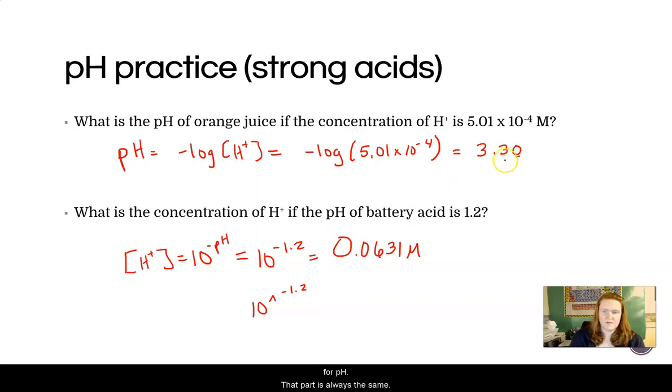2 decimal places, though, for pH. That part's always the same. Okay, so hopefully you got roughly the same concentrations and pH here.